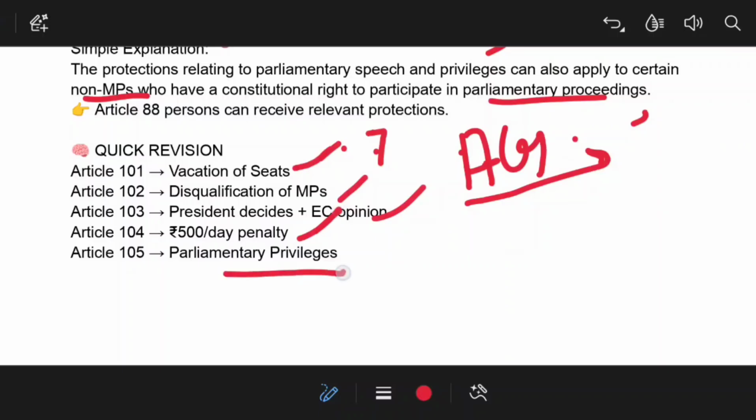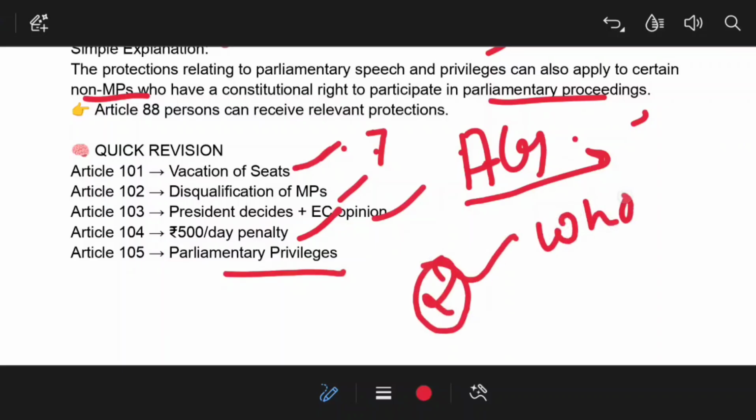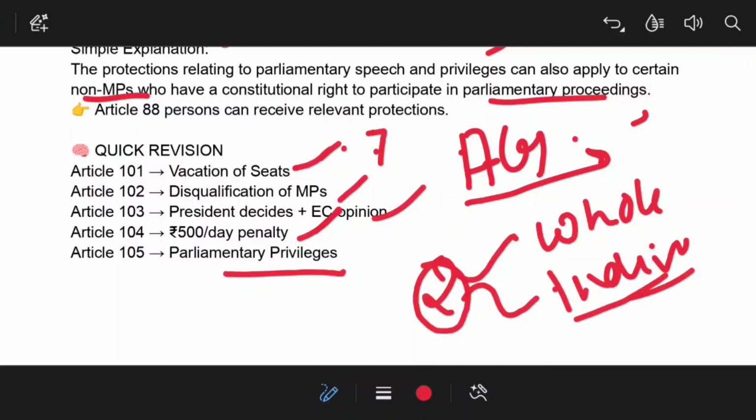In Article 105 about parliamentary privileges, there are two kinds of privileges. One was Parliament as a whole, that means collective, and second was individual. Clear? Individual. So certain types of privileges, powers, and immunities are available in the Constitution under Article 105. But if Parliament thinks to add certain other privileges, powers, then Parliament can make a law for that.